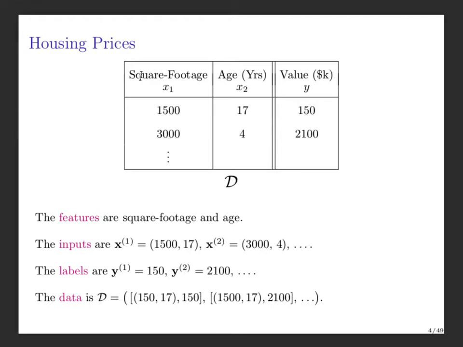So here's an example for linear regression. We could go out into the field and collect information about house prices. I can collect two features in this instance: the square footage of the house and the age of the house in years, and its value. So in this case, the two features are square footage and age. The inputs are the pairings 1517 and 3004. The labels are 150 and 2100. And the data is just all of that collected into a set of pairs.